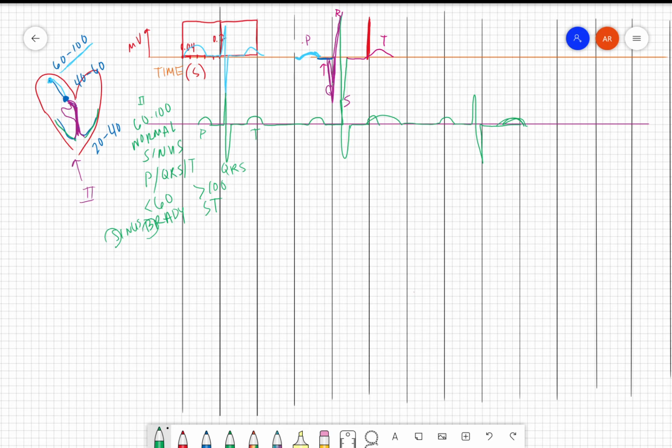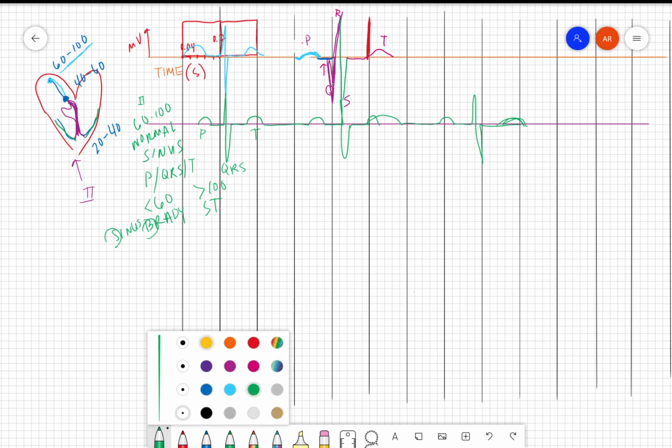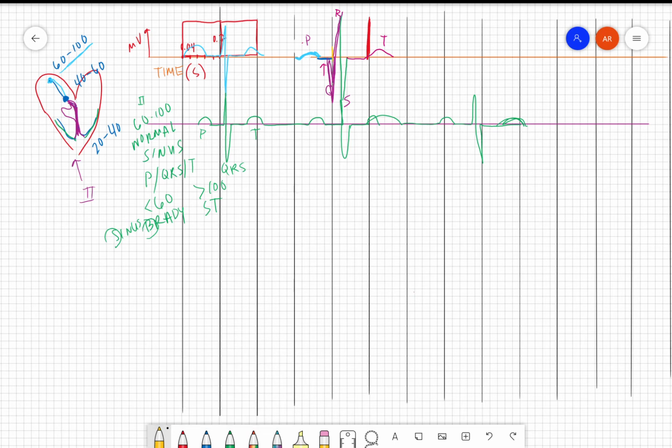Now, moving on to some other things. So the P to the Q interval, P, Q, let me draw this. Okay, so like I said, we don't normally see the Q, so we're not going to even call it that. We're going to start here and here. We're going to count how much time from the beginning of our P wave to the beginning of our R wave, and we call that the PR interval.